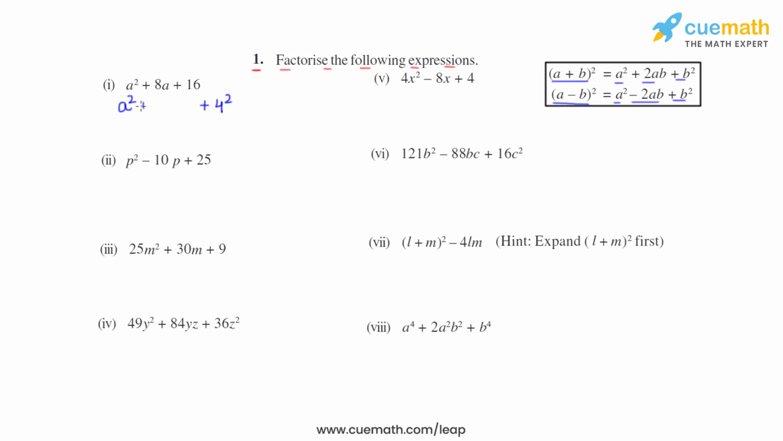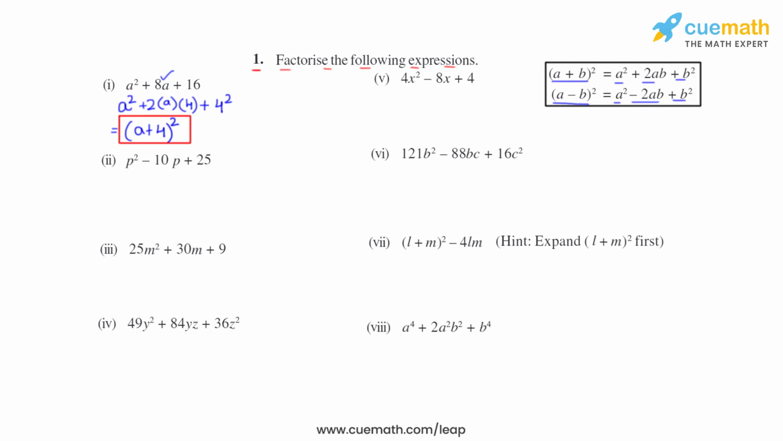So let's see. 2 into a is 2a, and b is 4. 2 into 4 is 8, 8 into a, 8a. Yes. So a square plus 2ab plus b square. So this can be written as a plus b whole square, that is a plus 4 whole square. This is how we have to factorize it. So for the first expression, the factored form is a plus 4 whole square.